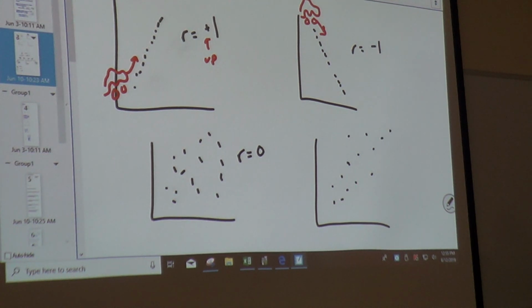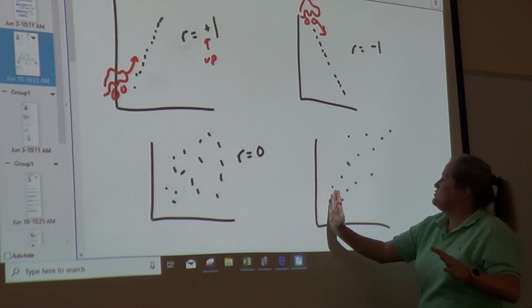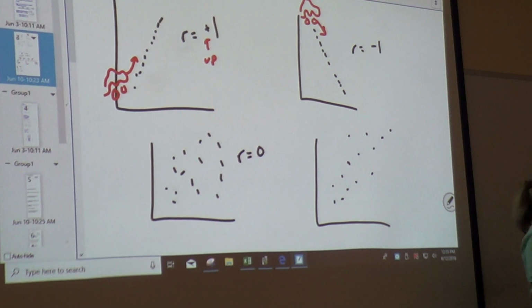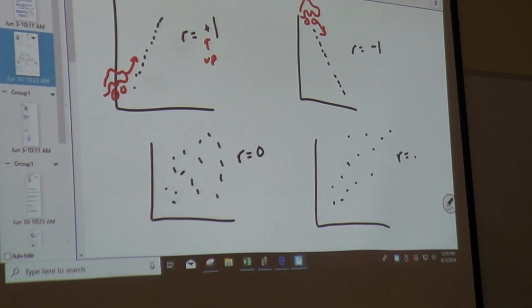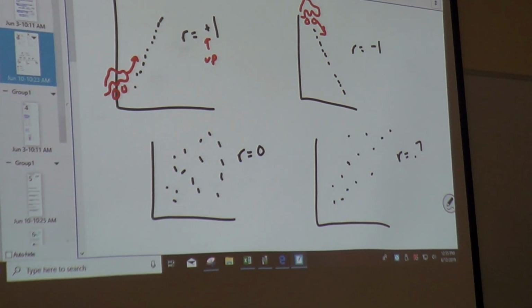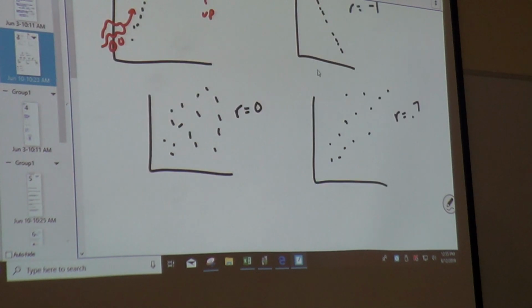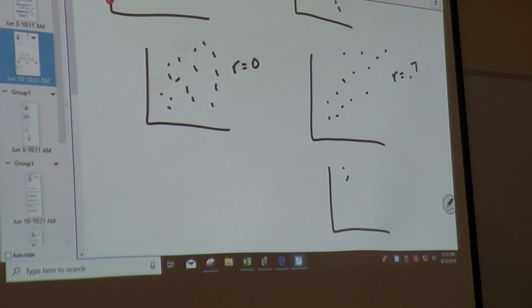It's like when you look at the stars and you can kind of see something. It's kind of scattered, but you can kind of see that it's going uphill. This would have an R value of, let's say, 0.6, 0.7. It has a medium-ish R value. And if I do something like this, that would have a negative medium-ish R value because it's going downhill.